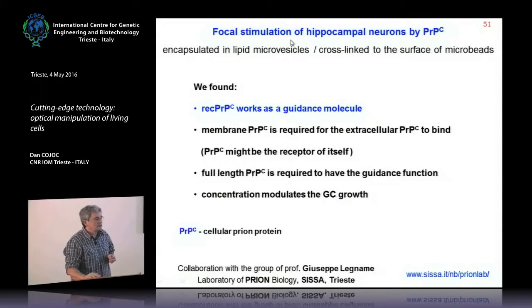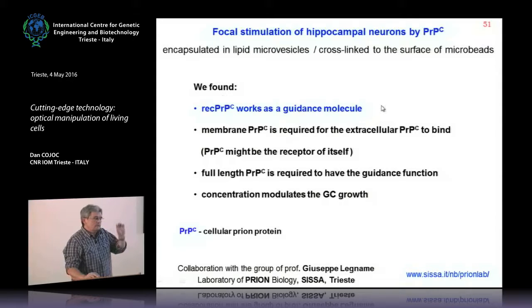One of the examples is related to the focal stimulation of hippocampal neurons by PrPC, the cellular prion protein, which you know better than me that it is very important because it is present in almost all the cells, and its functions are not yet all known, and also because of its bad counterpart, let us say, the prion.